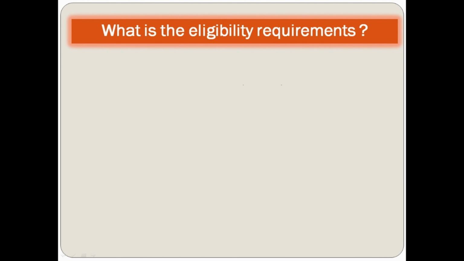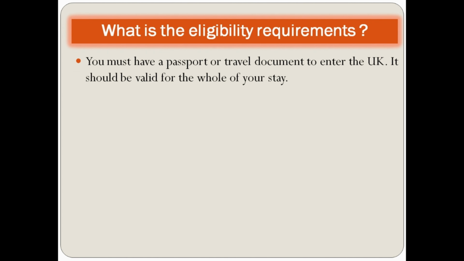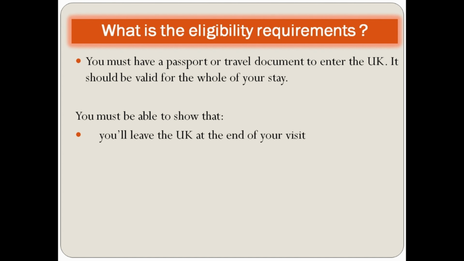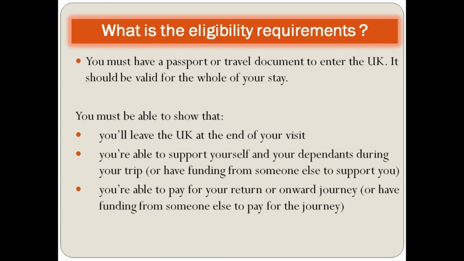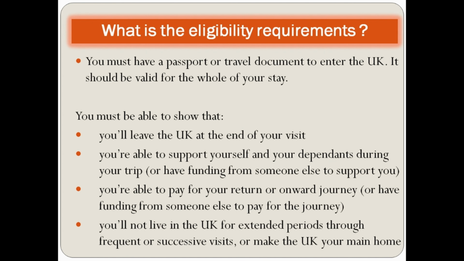What are the eligibility requirements for this visa? You must have a passport or travel document to enter the UK. It should be valid for the whole time of your stay. You must be able to show that you will leave the UK at the end of your visit. You will be able to support yourself and your dependents during your trip, or have funding from someone else to support you. You are able to pay for your return and onward journey, or you have funding from someone else to pay for the journey. You will not live in the UK for extended periods through frequent or successive visits, or make the UK your main home.